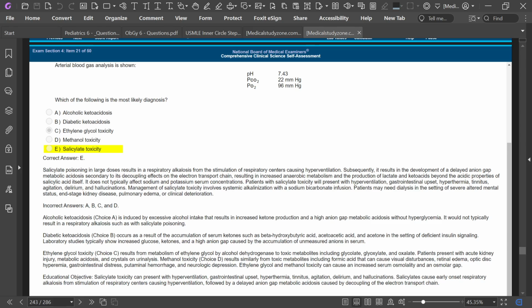Diabetic ketoacidosis occurs as a result of the accumulation of serum ketones such as beta hydroxybutyric acid, acetoacetic acid, acetone in the setting of deficient insulin signaling. Lab studies typically show increased glucose, ketone, and high anion gap caused by accumulation of unmeasured anions in serum.